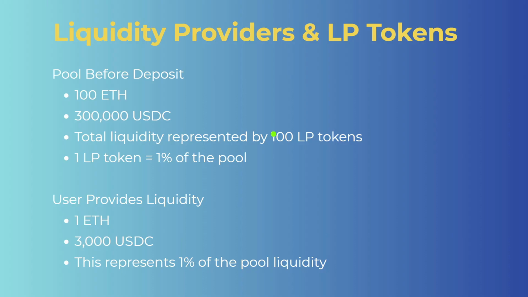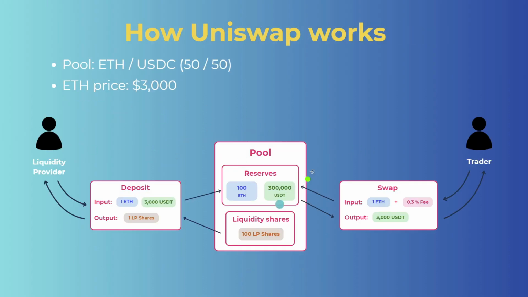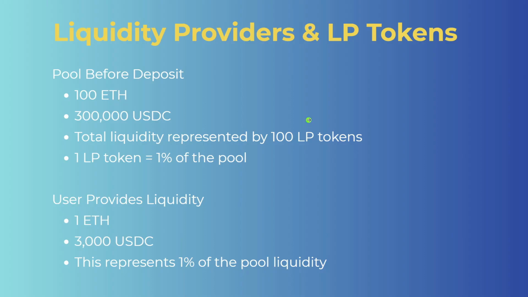So let's talk about liquidity providers and LP tokens. Let's say that a pool before deposit has the previous example. This example here has 100 ETH and 300,000 USDC. So the total liquidity is represented by 100 LP tokens. One LP token represents a share of the pool. So if you hold one LP token, you hold 1% of the pool.